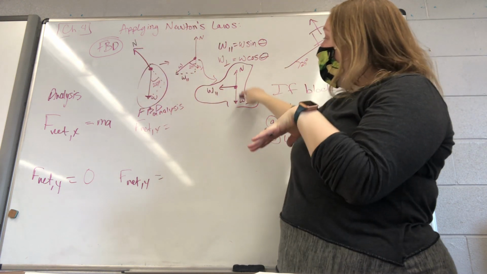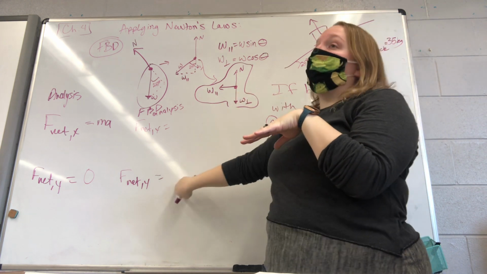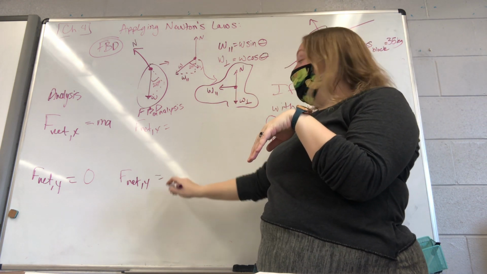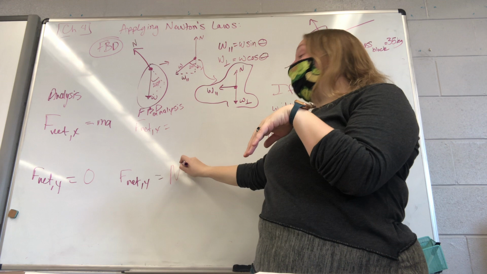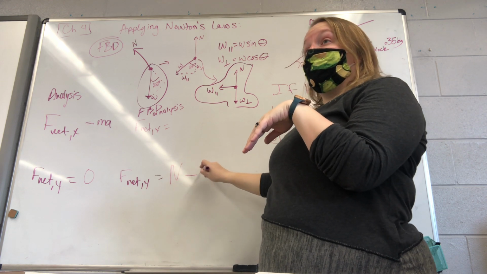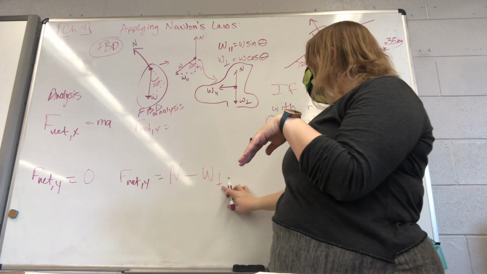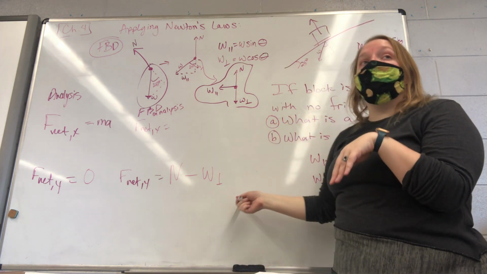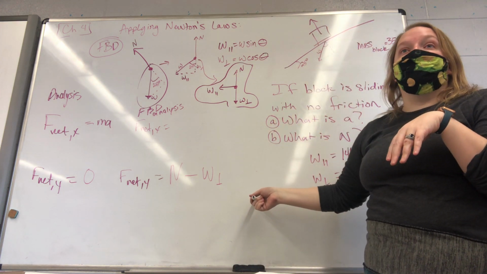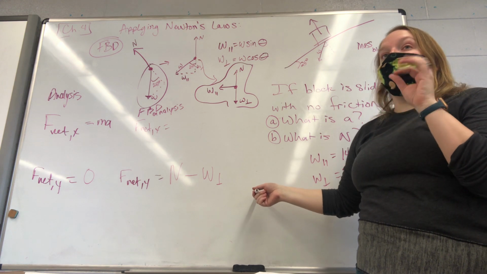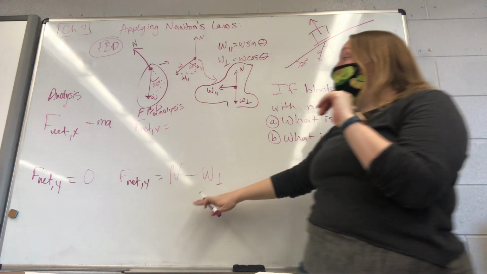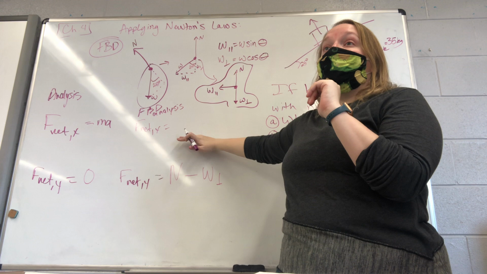So for this one, let's do y first. What would we write for the expression? N times W parallel? N minus W perpendicular. Okay, this is the part where we really find a disconnect. This is the thing that I've identified you guys are really disconnecting with, so you want to practice these things, writing the expressions.